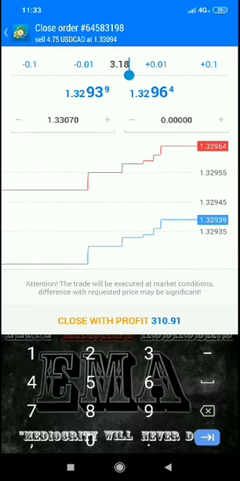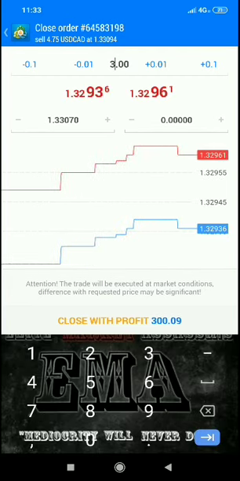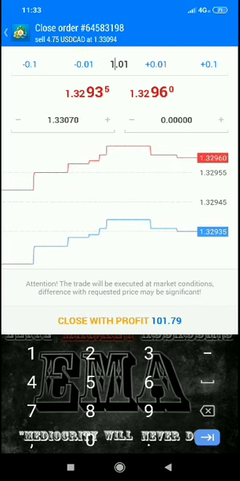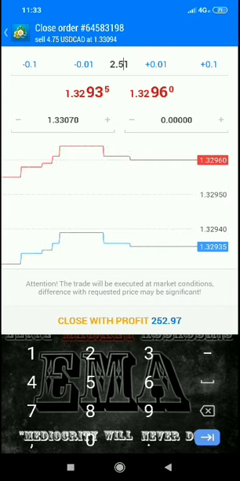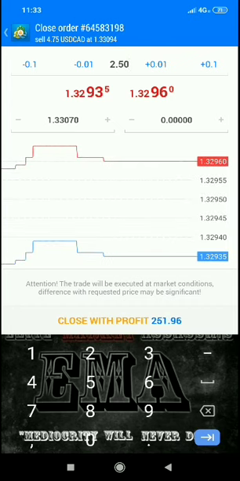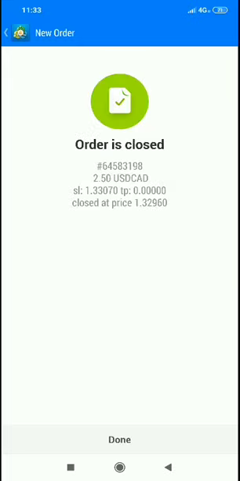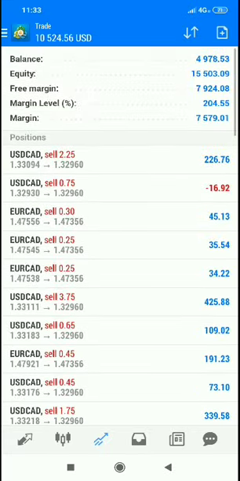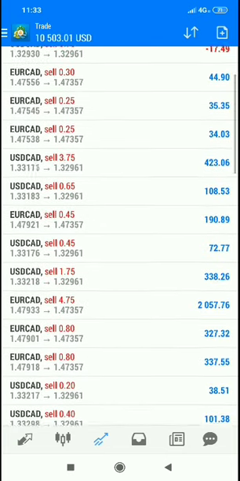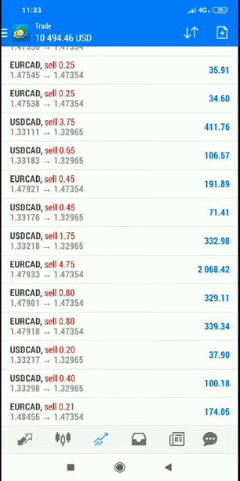So let's just say I'll take, let's say 1 point, let's make it 2.50. As you can see, that's the profit which is left remaining. And if you go to my order, you can see that what's remaining is this. From that 4.75, this is the amount which is remaining. So this is how you take partial profit.